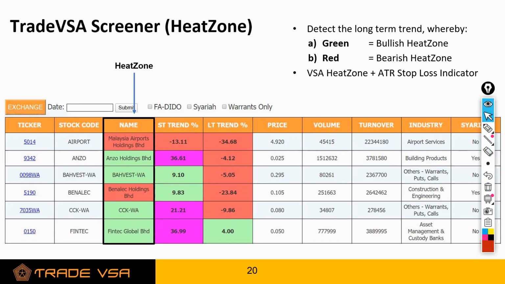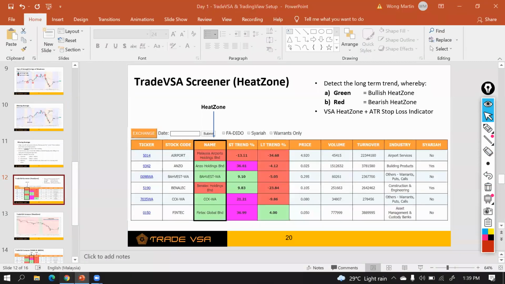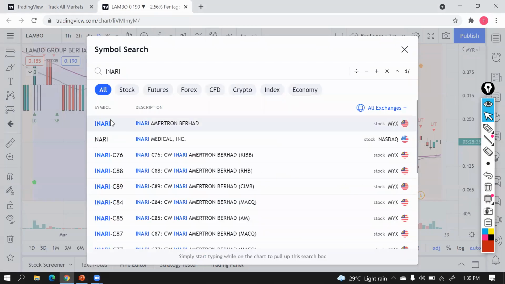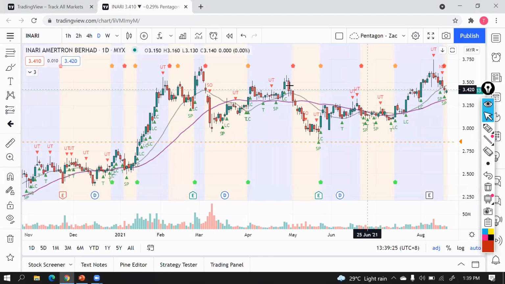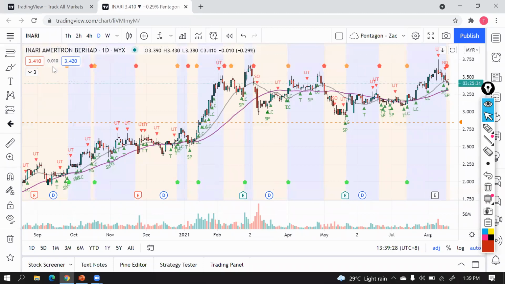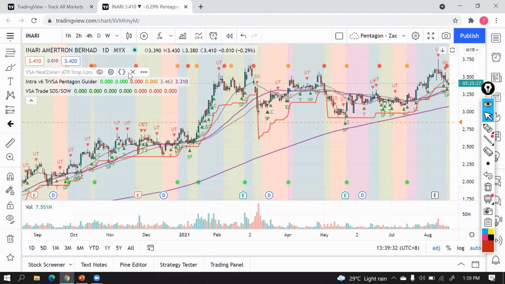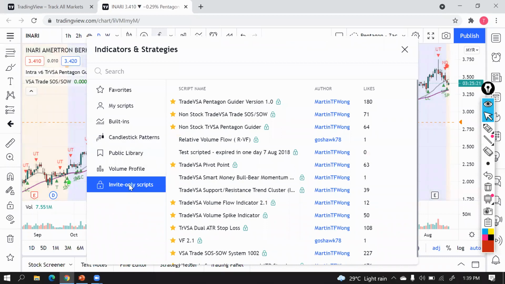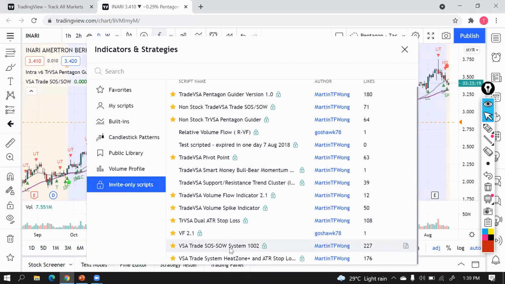So let me show you using a real chart. Let's go to Inari maybe. So this is Inari. Now this is the hit zone, just turned on. Now I'll try to add it for you all. Go to FX, this is indicator and strategy. Go to invite-only scripts. I think the hit zone is at the last. Yes, the last indicator, hit zone and ATL stop loss.